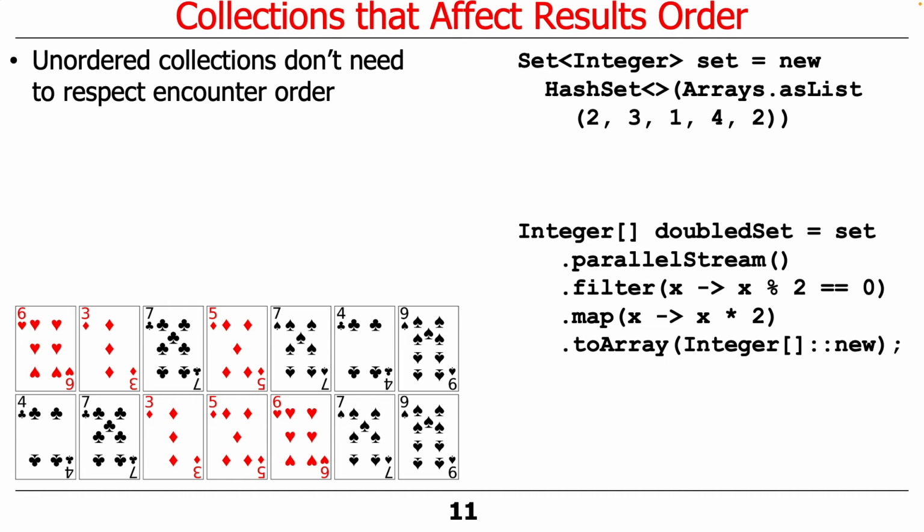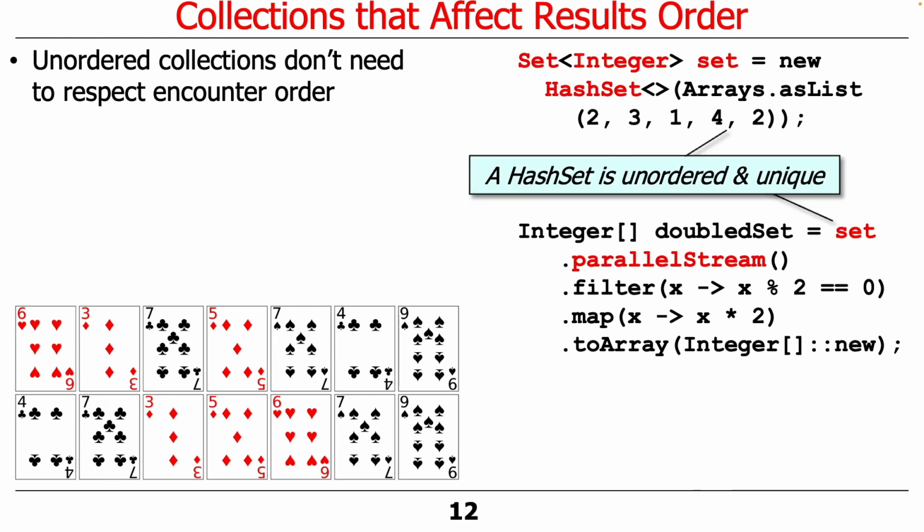So let's take a look at a different example. And this one uses unordered collections. And in particular, we're going to use a hash set. And we're going to see that those don't need to respect the encounter order. So remember that a hash set, unlike a list, is unordered and unique. So what that means is we don't care about the order because it's hashed. So there really isn't any particular order. But it is unique because it's a set.